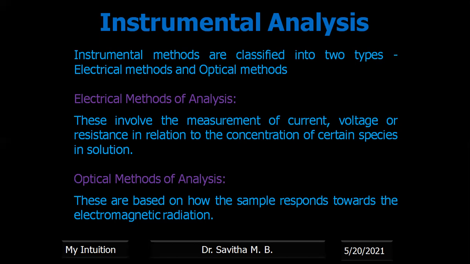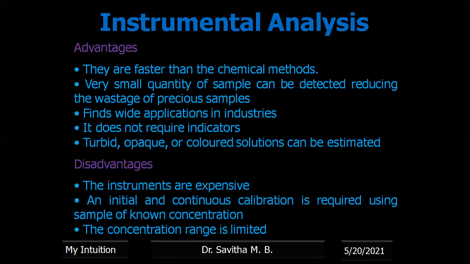The advantages of instrumental methods are that they are faster than chemical methods, and a very small quantity of the sample is sufficient to analyze. Even if a very small quantity of the species is present, we can still detect it, reducing the wastage of precious samples. They find wide applications in industries, do not require indicators, and turbid, opaque, or colored solutions can also be estimated.